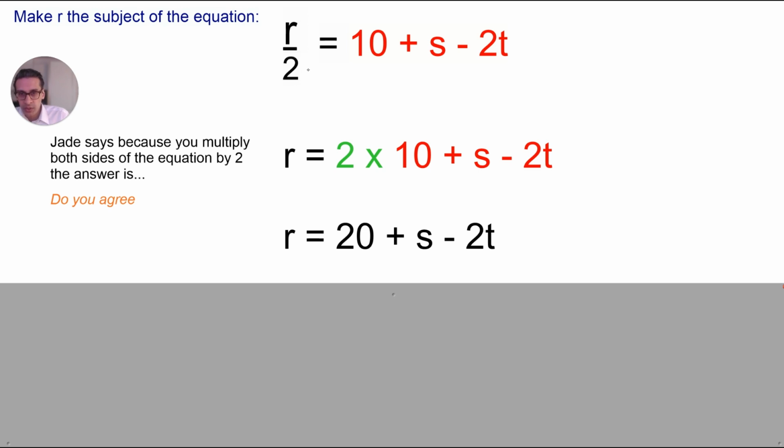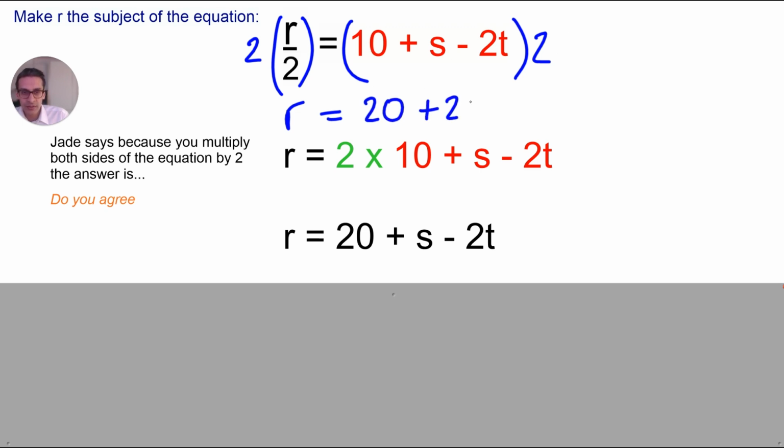When you multiply by 2, you have to multiply everything by 2. So this is how you should be showing your working out, as I've been doing in the previous slides. We put the whole thing in brackets and put a 2 on the outside. So 2 lots of r over 2 is just r. 2 lots of 10 is 20. 2 lots of s is 2s. And 2 lots of negative 2t is negative 4t. So what I've written in blue is correct.